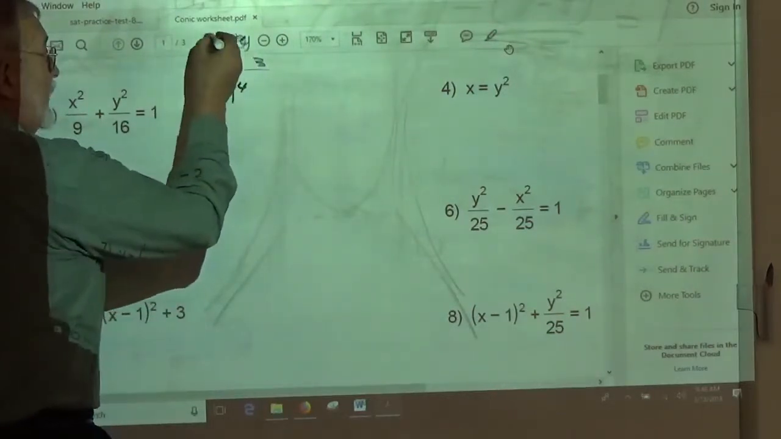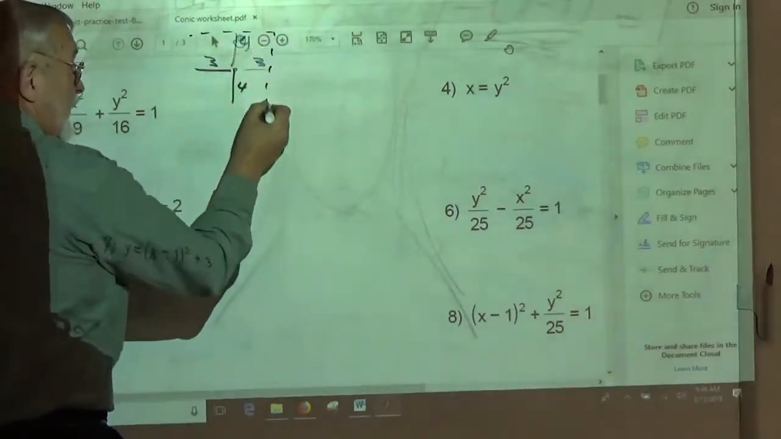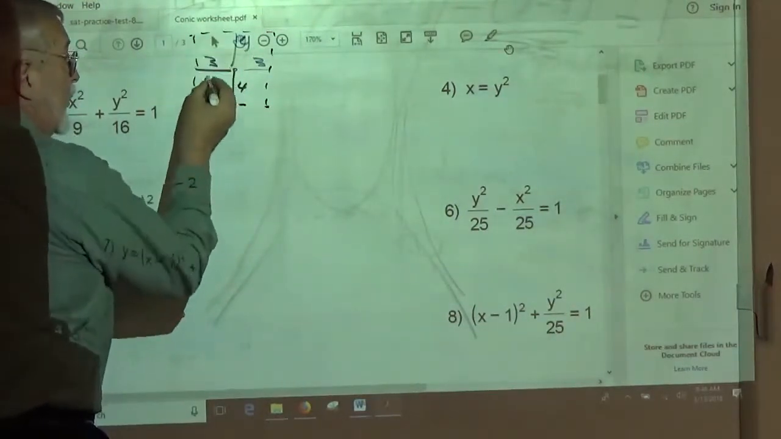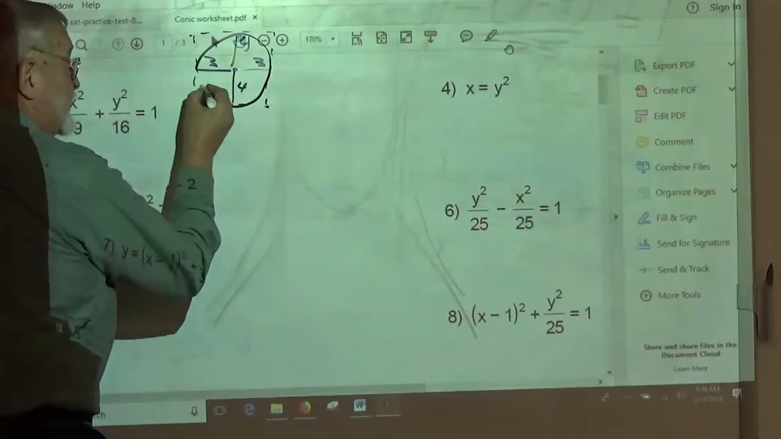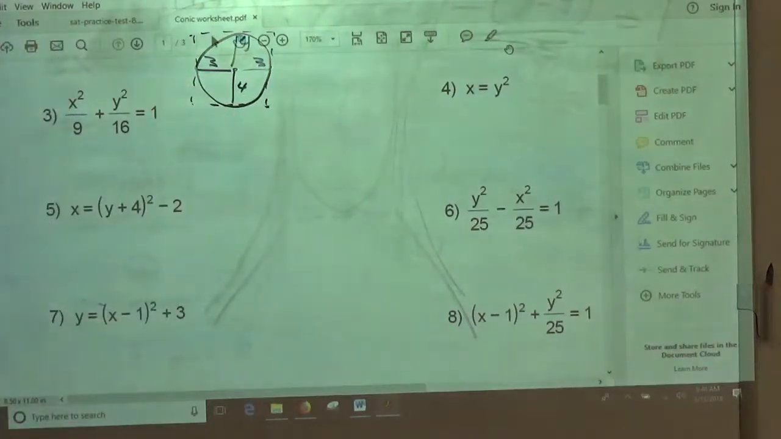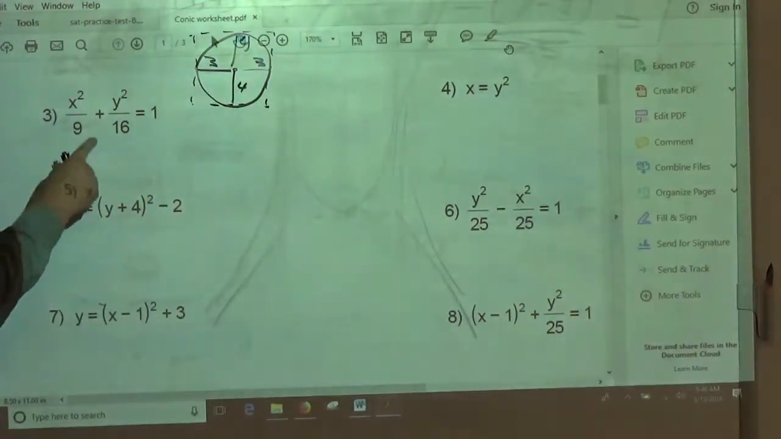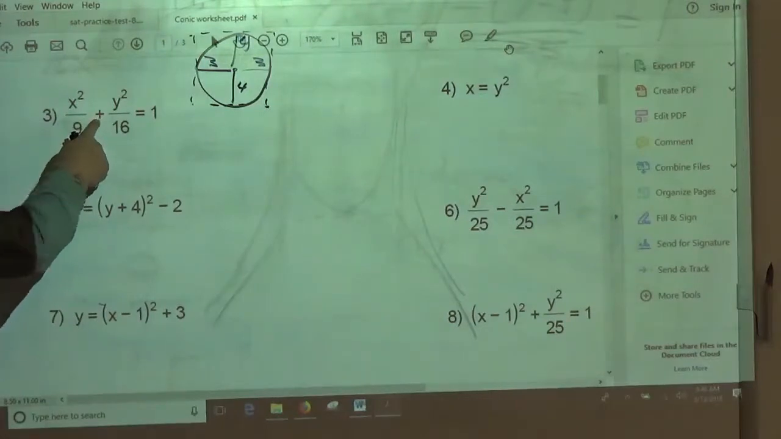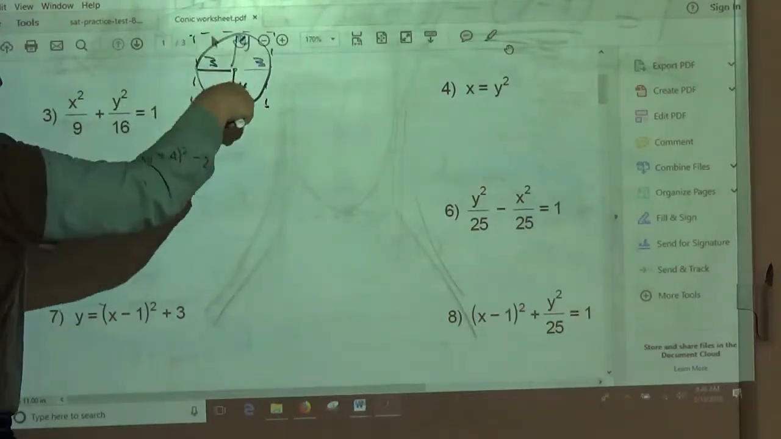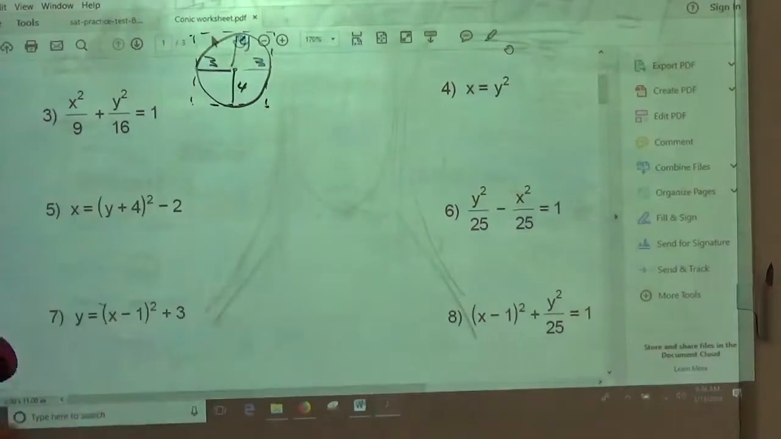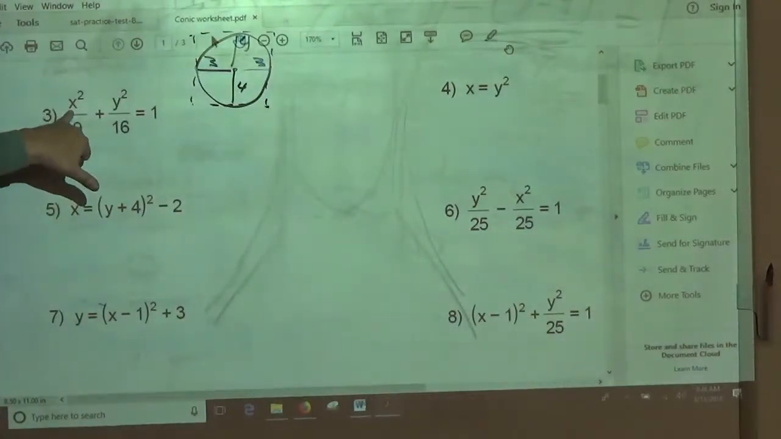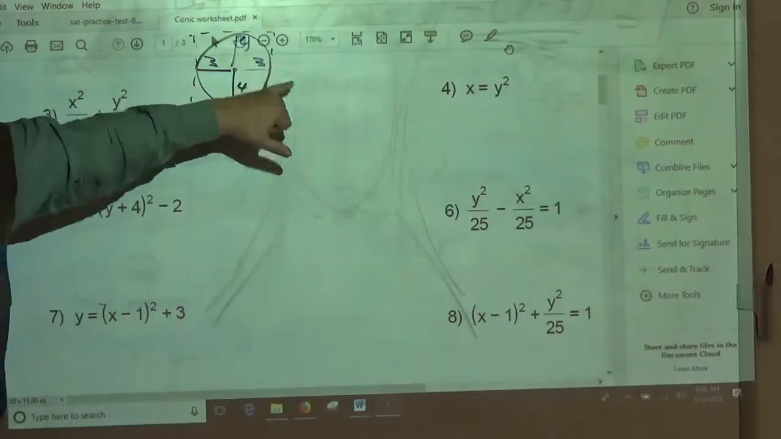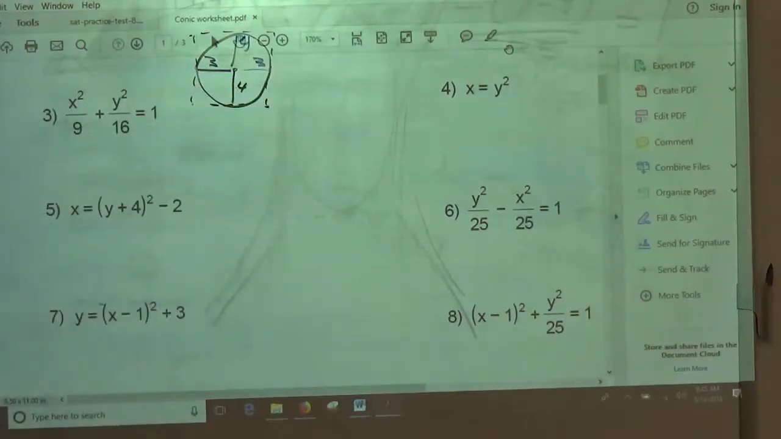And so if I were to draw the rectangle, I would then draw my ellipse inside. Now, had this been a minus sign, I would have done the rectangle and then drawn the diagonals, and I would have used the x dots here and here to make my hyperbola. Okay.